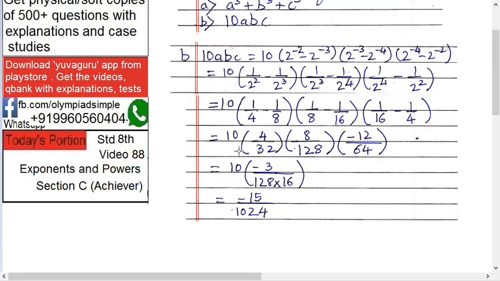So can this be solved further? Yes, with 10 it can be solved. Remaining not much as such. So 2 fives are 10, and 2 eights are 16, and multiply these two. It becomes minus 15 in the numerator upon 1024 in the denominator. That is the required answer.